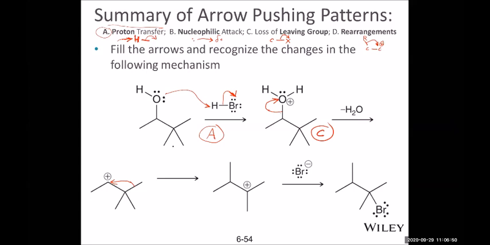Nucleophilic attack is forming a bond. Loss of a leaving group is breaking a bond. But here you have a bond forming and a bond breaking at the same time, and it's not proton transfer. There's no proton moving around. This is a rearrangement, Type D, the rearrangement of a bond.